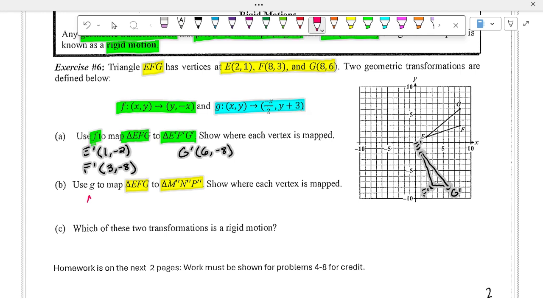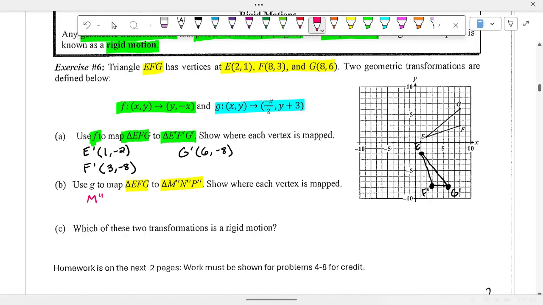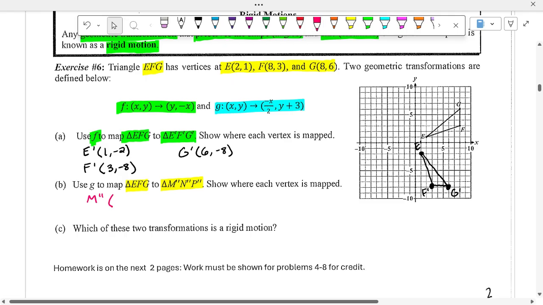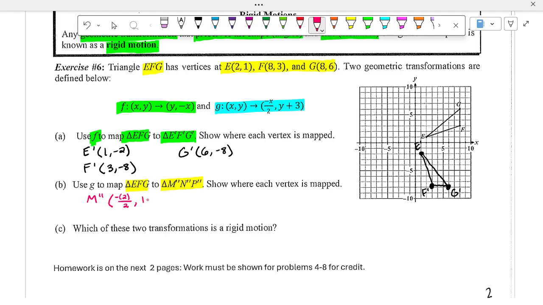So let's do M double prime first. We're plugging in E for that point. So I'm doing -2 divided by 2, and then 1 plus 3. What's -2 divided by 2? -1. What's 1 plus 3? 4. So that's our first point.